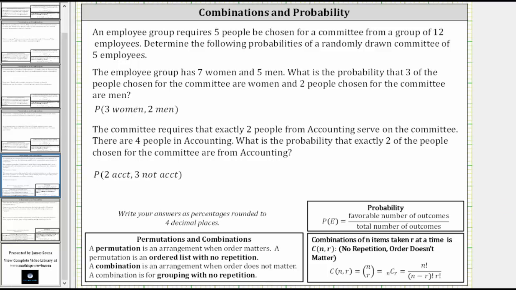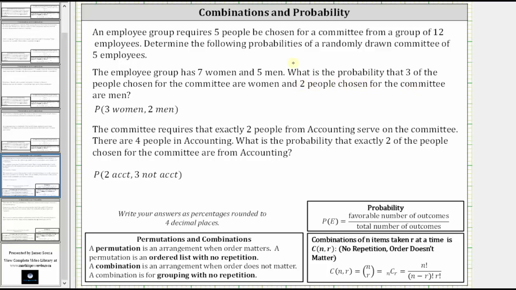An employee group requires 5 people to be chosen for a committee from a group of 12 employees. Determine the following probabilities of a randomly drawn committee of 5 employees. The employee group has 7 women and 5 men. What is the probability that 3 of the people chosen for the committee are women and 2 of the people chosen for the committee are men?